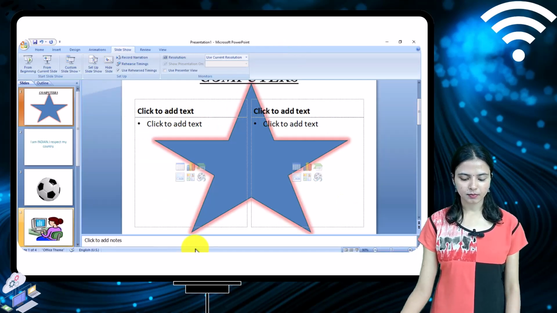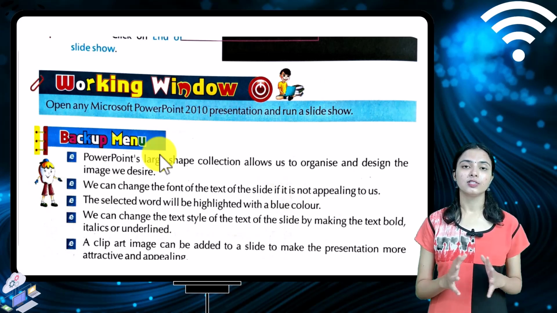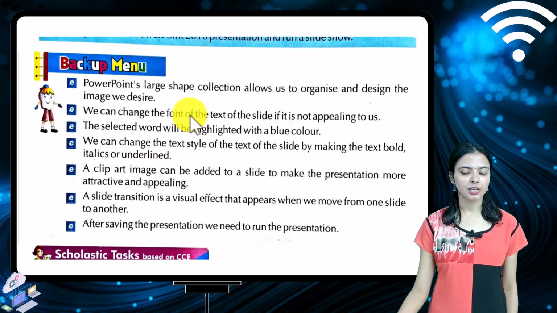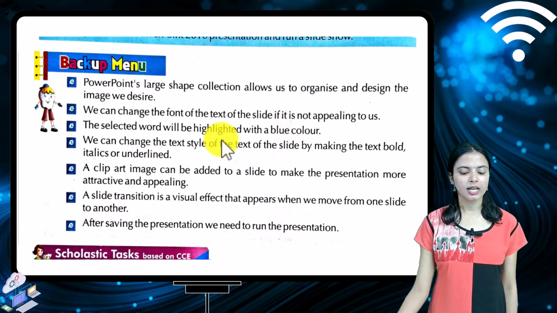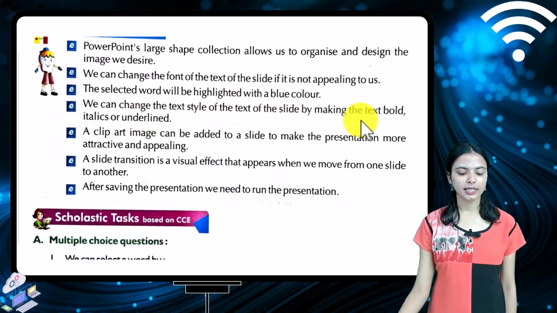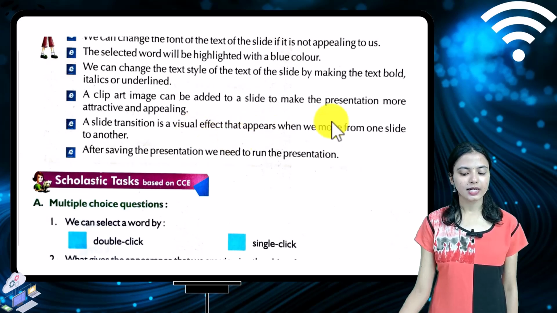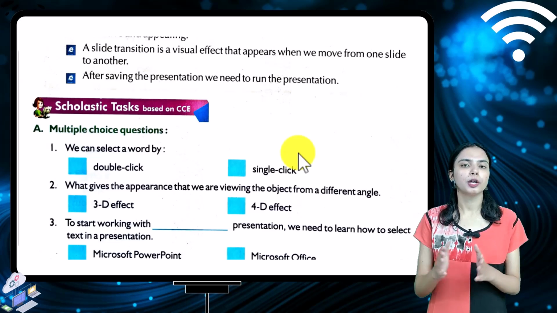Okay students, here we are done with the practical part of each and every point of this chapter. Now we will go through the backup menu, students. PowerPoint's large shape collection allows us to organize and design the image we desire. We can change the font of the text of the slide if it is not appealing to us. The selected word will be highlighted with a blue color. We can change the text style by making the text bold, italics or underline. The clip art image can be added to the slide to make the presentation more attractive and appealing. The slide transition is a visual effect that appears when we move from one slide to another. After saving the presentation, we need to run the presentation. So these are the backup menu points, that means the most important points of this chapter.